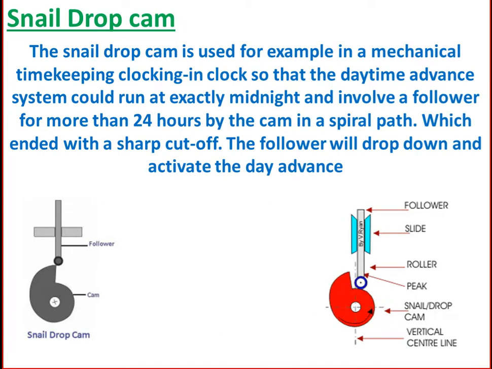Next one is snail drop cam. The snail drop cam is used, for example, in mechanical timekeeping clocks so that the day-advance system could run at exactly midnight. It involves a follower moved for more than 24 hours by the cam in a spiral path, which ends with a sharp cut-off. The follower will drop down and activate the day advance.